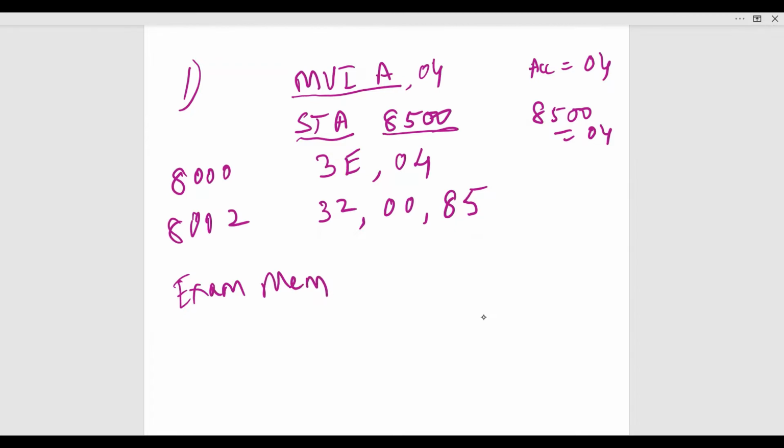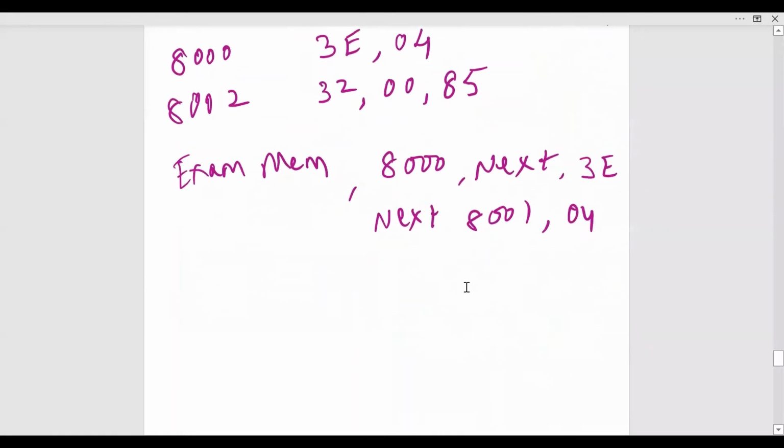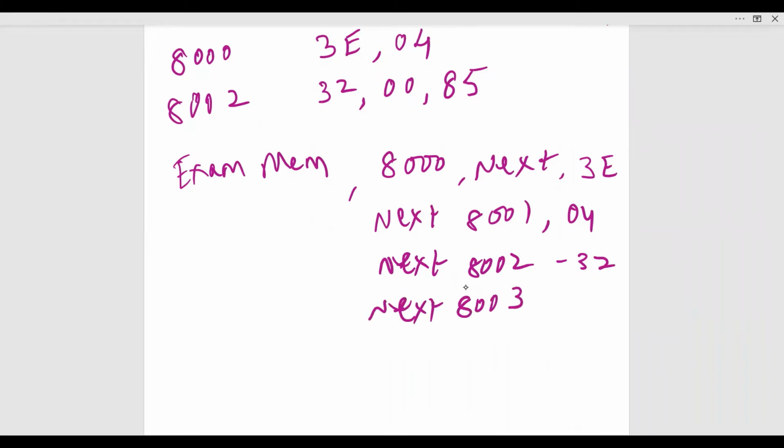Then type 8000 and press next. Now you can enter the opcode in the 8000 memory location, that is 3E. Once you press next, it will move to the data. Again press next. Then it will change the address to 8001 and you type the data 04. Then press next again, and the address will be incremented to 8002. Then feed 32 there. Again press next. Then the address will be incremented to 8003.